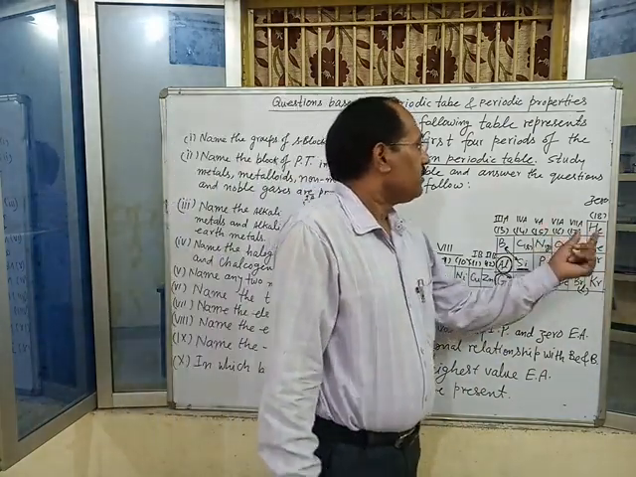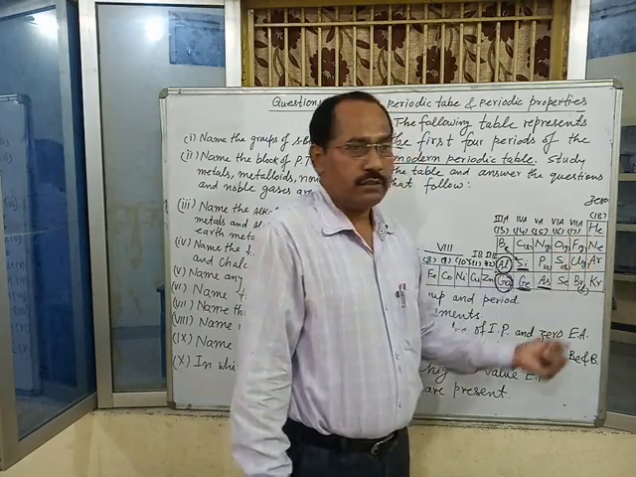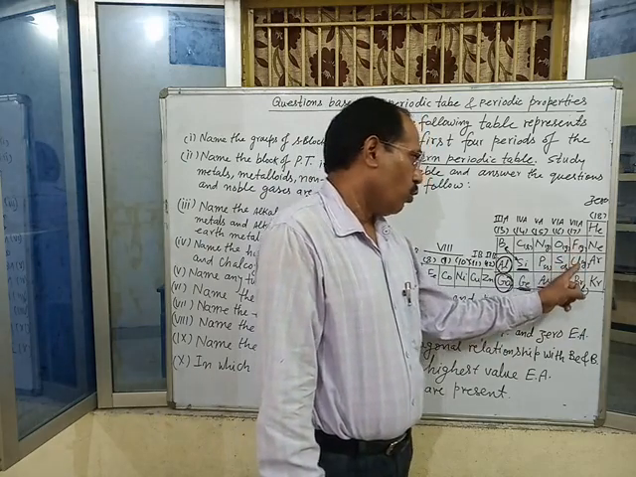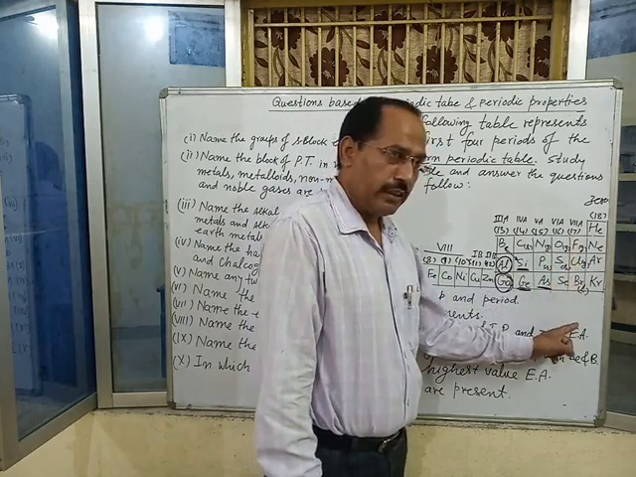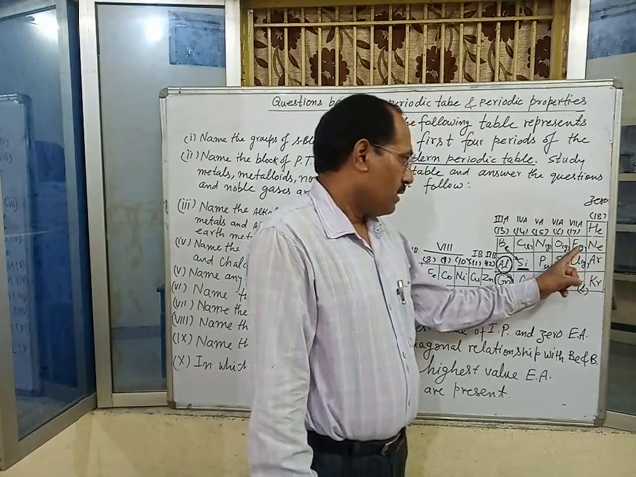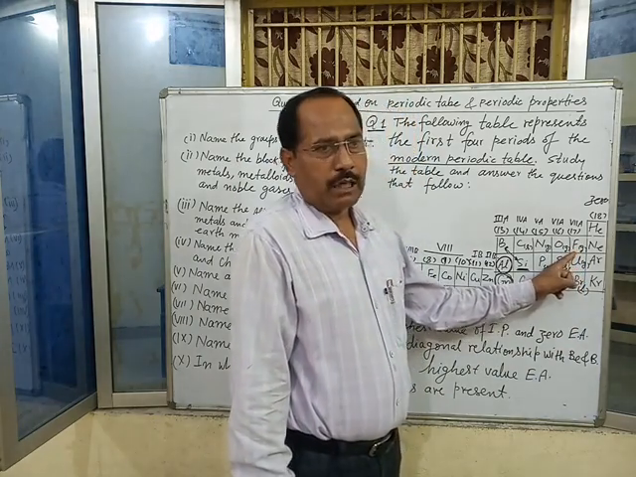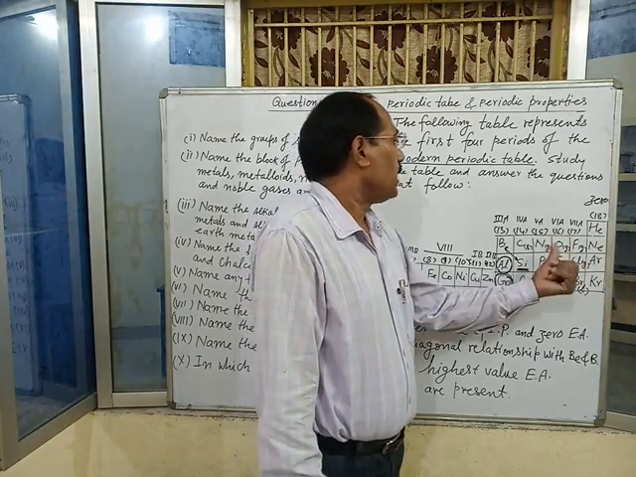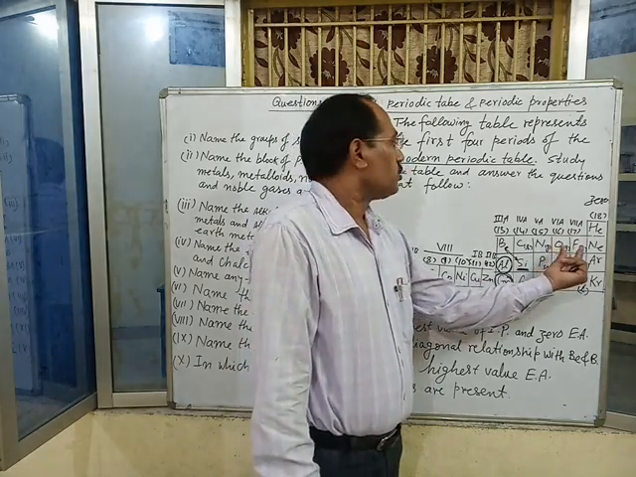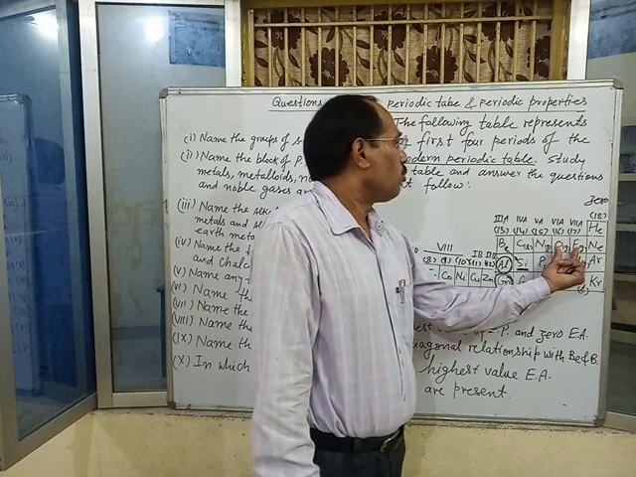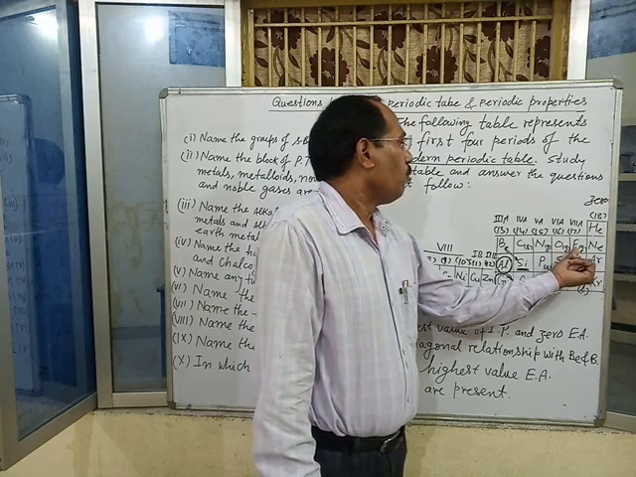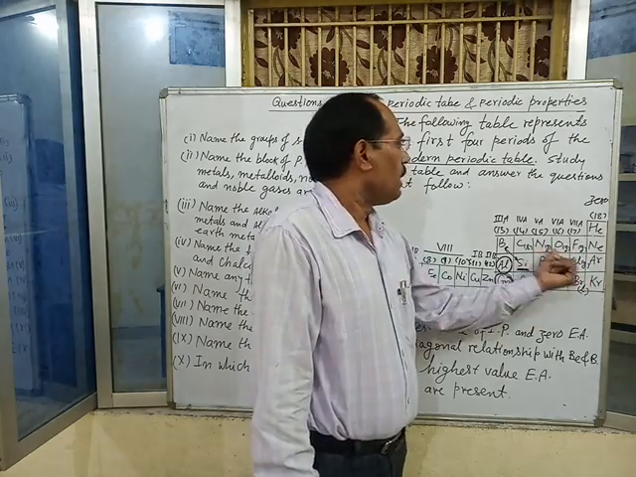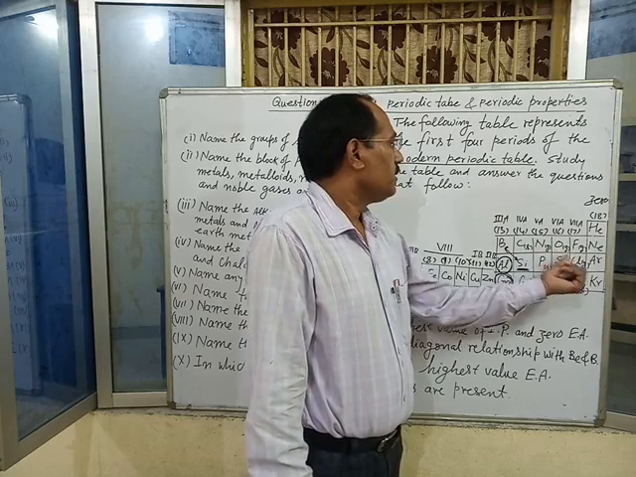Group 17 or 7A is known as halogens. These are the halogens: fluorine, chlorine, bromine, iodine and astatine. Fluorine is the most electronegative element of the periodic table. The next most electronegative element is oxygen. The first two most electronegative elements of the periodic table are fluorine and oxygen. At third place, nitrogen and chlorine, two elements are present.